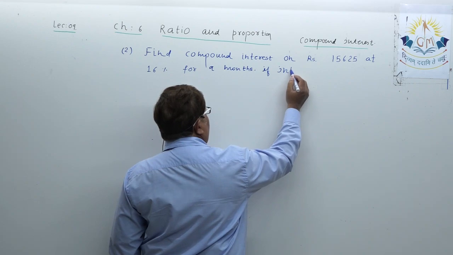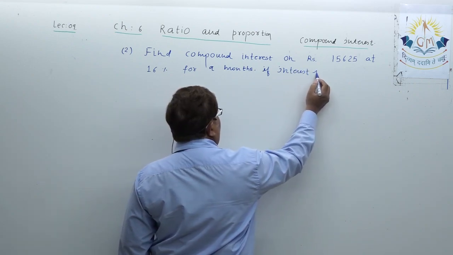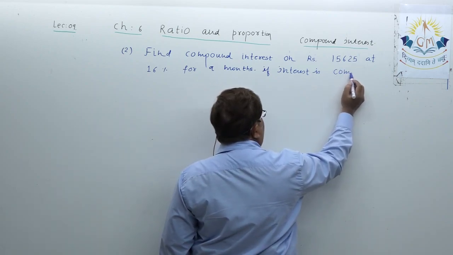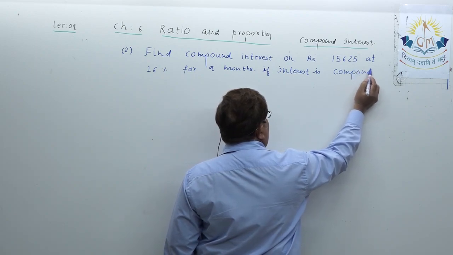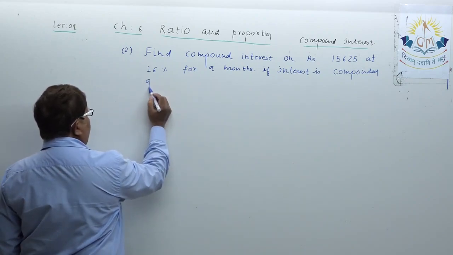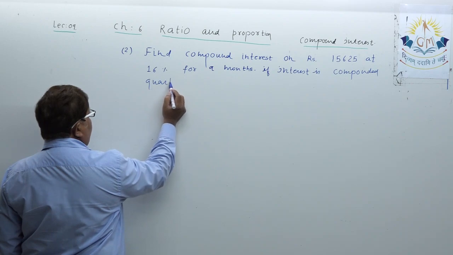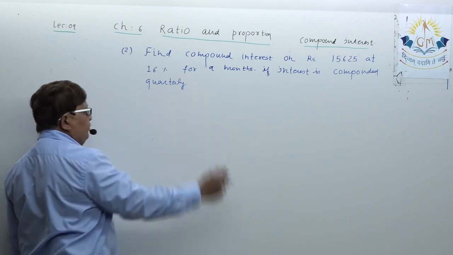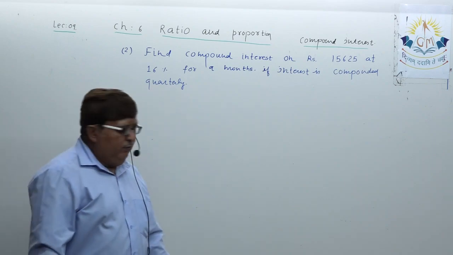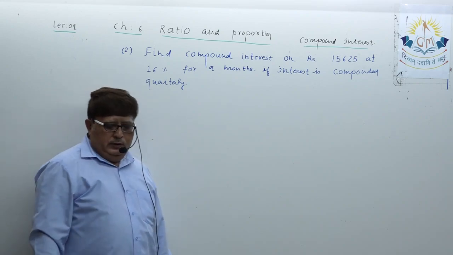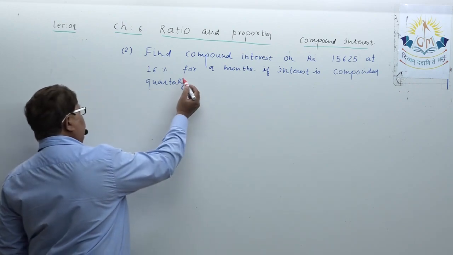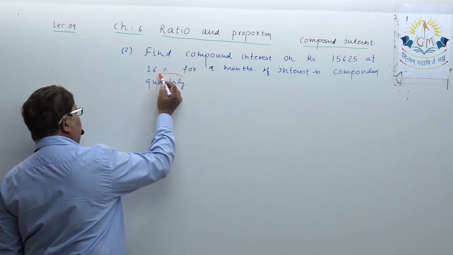if interest is compounded quarterly. Okay, very important word, quarterly. And always, whenever you solve any example, this word or the method, this word always you need to mind.